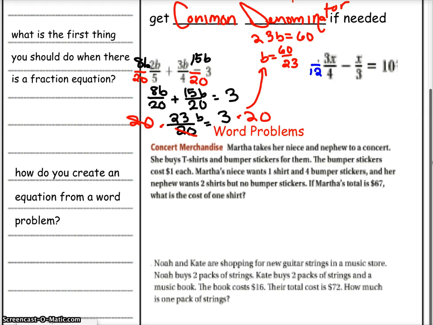So I make a new fraction. 4 times what was 12? 3. 3 times 3 is 9. Put the x in. 3 times 4 is 12, so x times 4 is 4x. Now you don't have to rewrite, I'm just doing it so it looks nice. Right away you can just do that subtraction. But now I have 9x over 12 minus 4x over 12 equals 10. What's 9 minus 4? 5x over 12 equals 10.